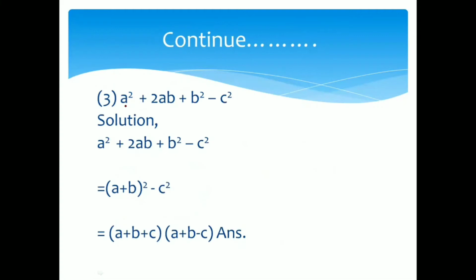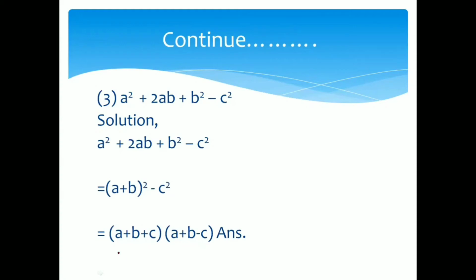Here a square plus 2ab plus b square minus c square. a square plus 2ab plus b square is a formula, so we can write (a plus b) whole square, and c square stays c square only. Now it is in the formula of a square minus b square. A means a plus b, and b means c. So it is (a plus b plus c), (a plus b minus c). A means a plus b, b means c, and a minus b gives a plus b minus c.